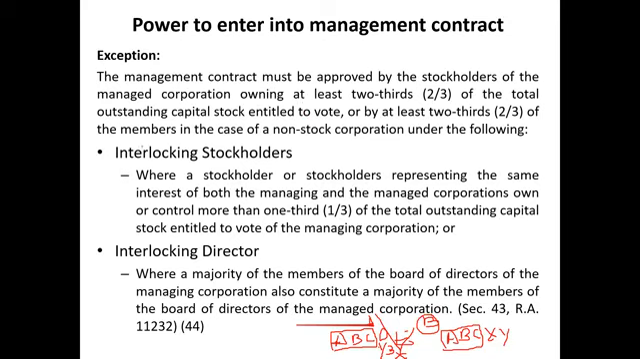Yun nga, interlocking stockholder and interlocking directors. Sa interlocking stockholders kasi sabi dyan, when a stockholder or stockholders representing the same interests of both the managing and the managed corporation owns or control more than one-third of the total outstanding capital stock entitled to vote of the managing corporation. Pag interlocking director naman, when a majority of the members ng BOD daw of managing also constitute majority of the members of the board of directors of the managed corporation. Tulad dito, ABC, majority directors ng A corporation which is the managing, nagko-constitute din sila as majority director ng managed corporation. Kaya sa part ni B, dapat instead na majority ng OS, ganun siyang two-third of the outstanding capital stock.